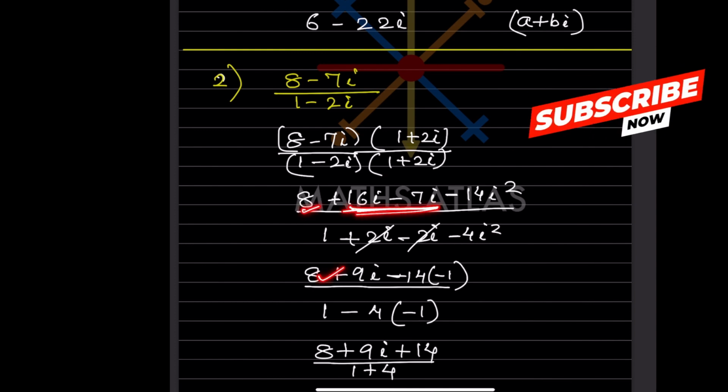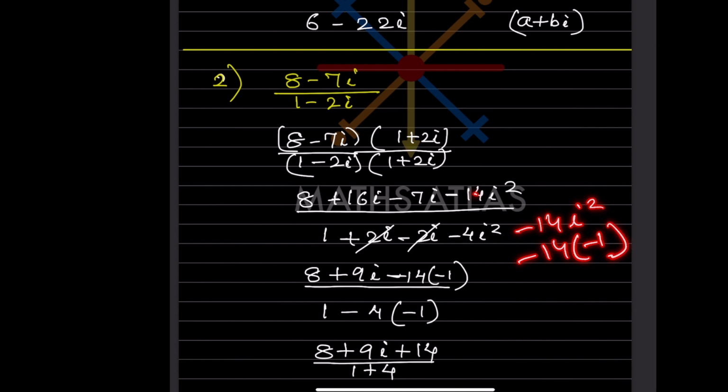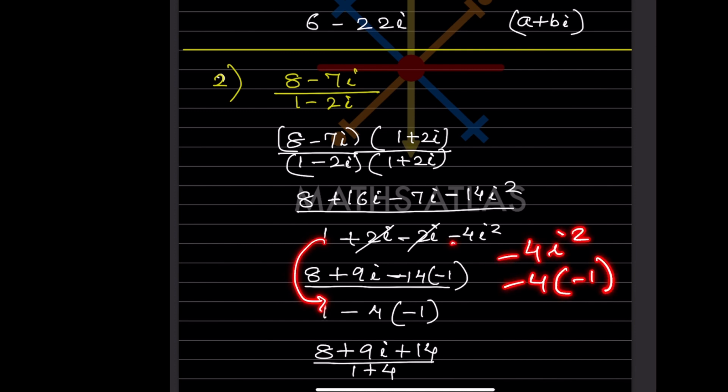When you have 9i and minus 14 i square, what will you write here? Minus 14 into minus 1. So minus 14 into, this is minus 1. And this plus 2i and minus 2i gets cancelled. So this is going to be 1. And this is minus 4i square, that is minus 4 into minus 1. So that is going to be minus, minus is going to be plus.